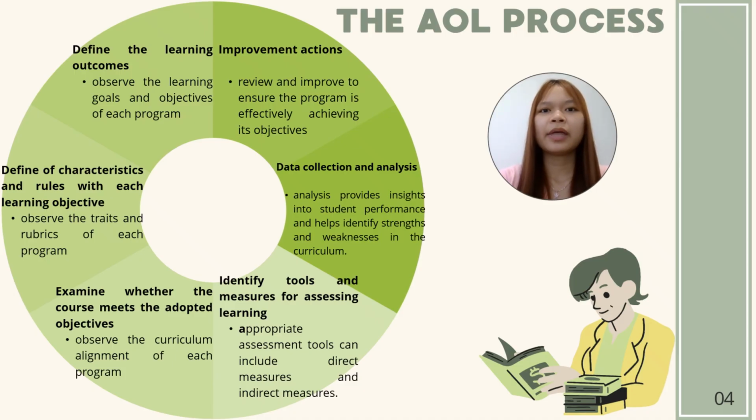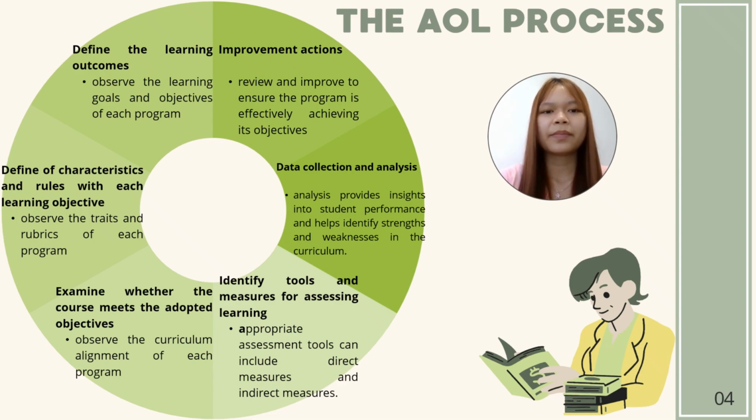Move on to the AOL process. The AOL process typically follows six steps. First, define the learning outcomes. It means what knowledge or skills we expect students to demonstrate. The first step is to clearly define the program learning goals and objectives. Then define the targets and rubrics associated with each learning objective.